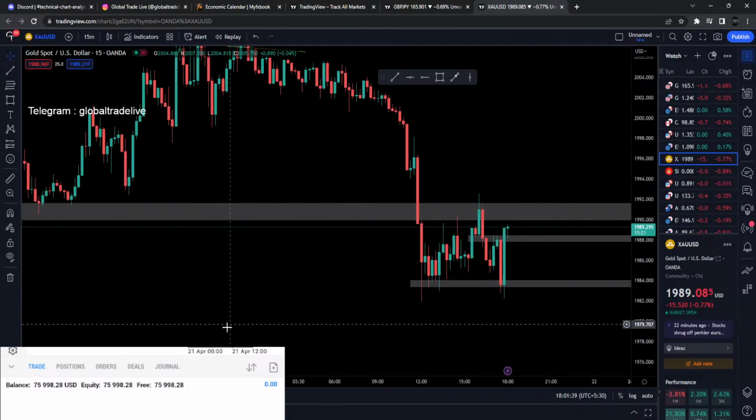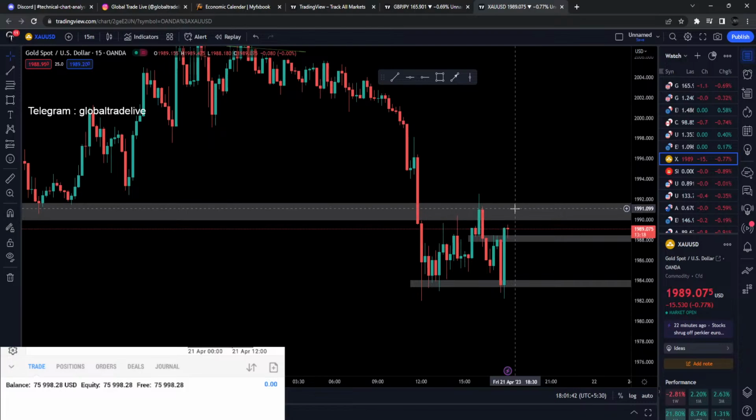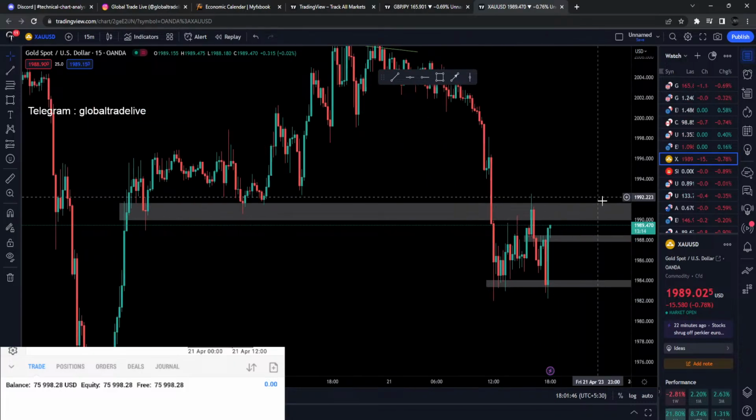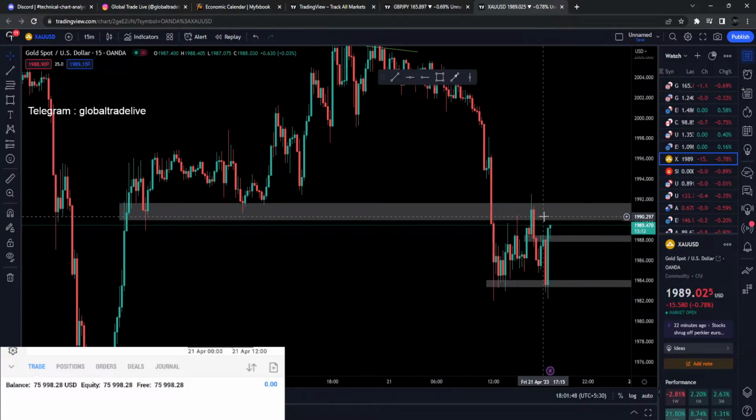But if the market starts to go up above this level, then there will be some issues, because at that point of time the market will be moving up.